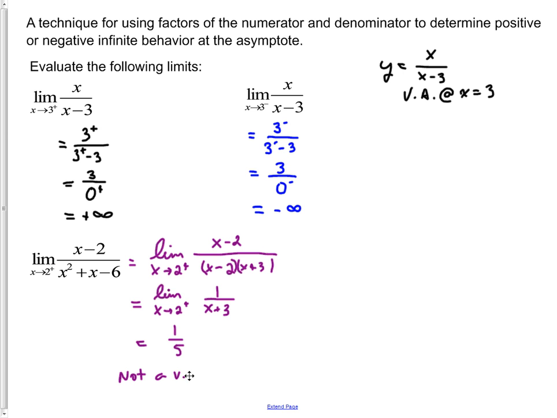Where would a vertical asymptote exist? Well, that's right. We look at the denominator right here. We say x plus 3. And if we were evaluating the limit as x approached negative 3, then we would have a different story, sort of similar to what we have in the numerator.